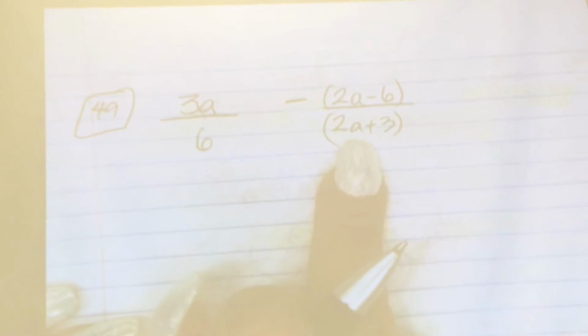Number 49. How are you doing, babe? How are you doing? All right, we got 3a over 6. This time I have a minus sign. And then I have 2a minus 6, and then a 2a plus 3. Notice I'm putting stuff in parentheses right away so that I don't get it mixed up.